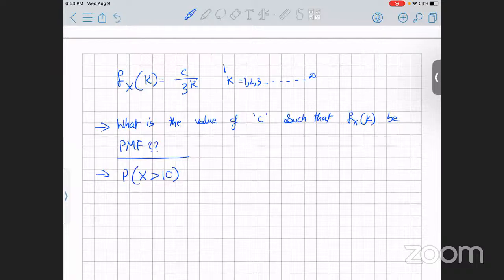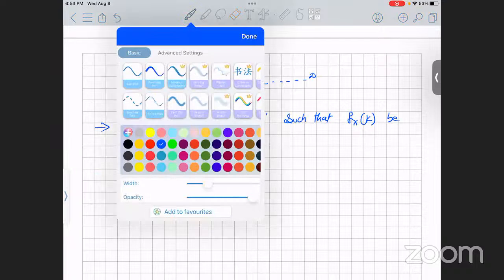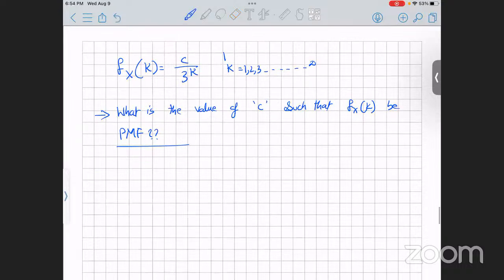Hello, sir. Yeah. So the value of c will be 2. Look, I'm solving this first question. Now they said c by 3 power k, where k is 1, 2, 3 and so on up to infinity.